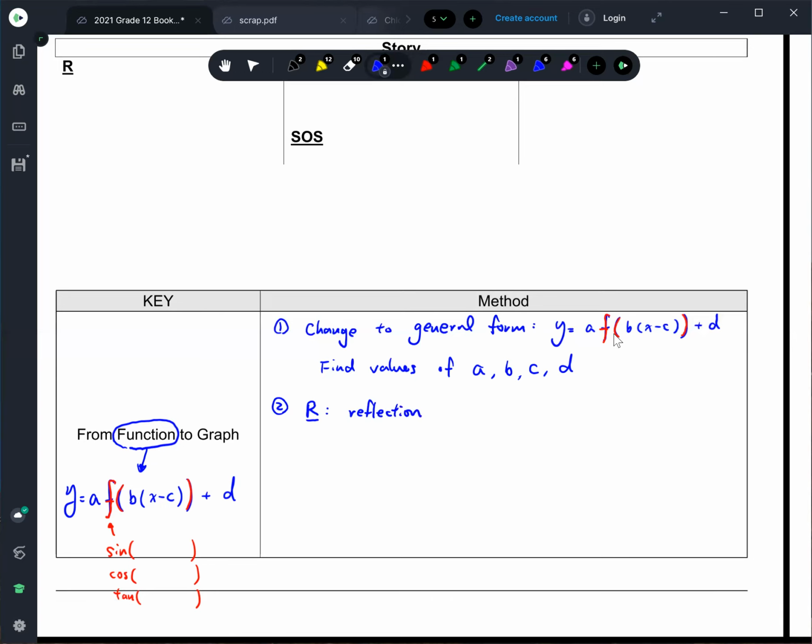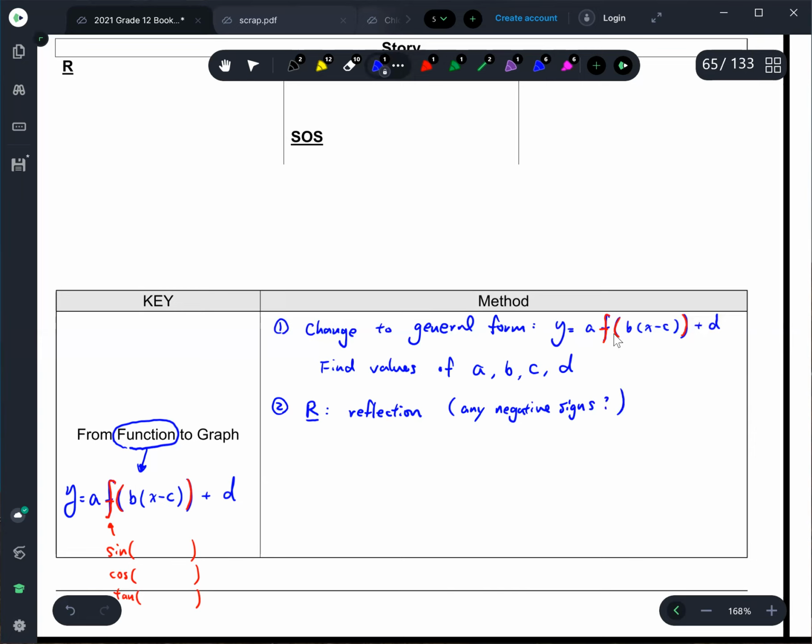To have reflection, you look for any negative sign. And then S. S, you have the amplitude. Amplitude is the value of the A, but then you need to ignore the negative sign. So we put absolute value.